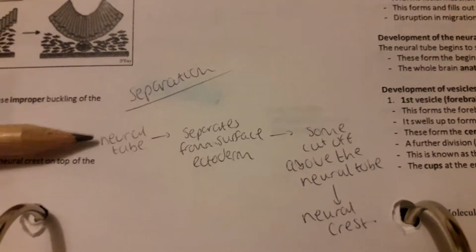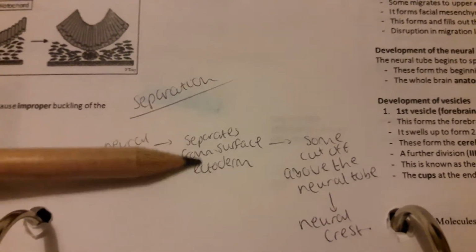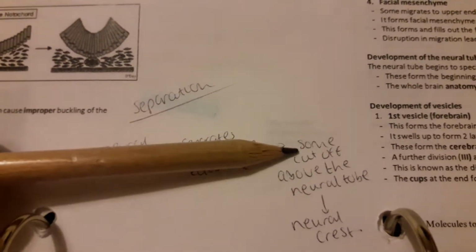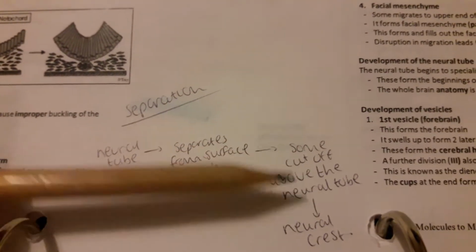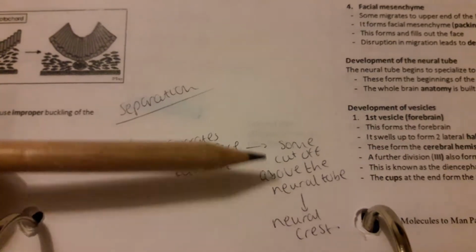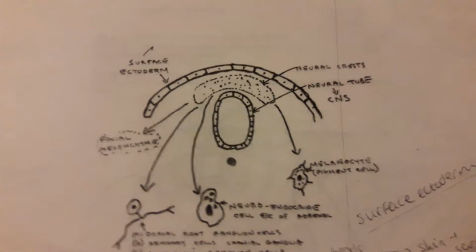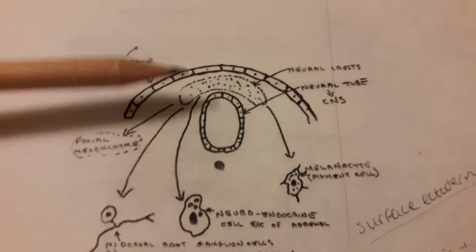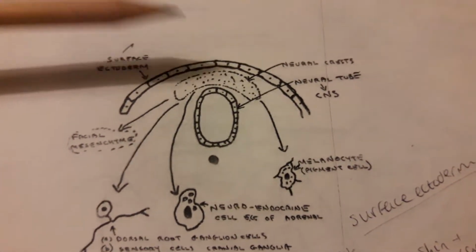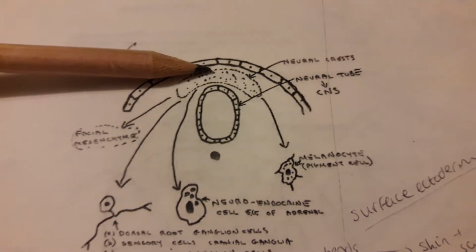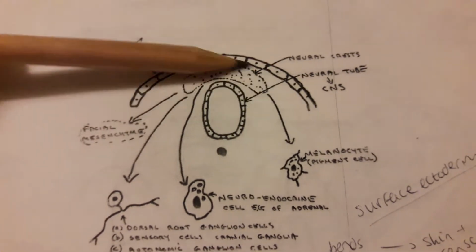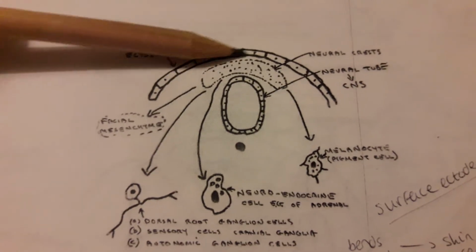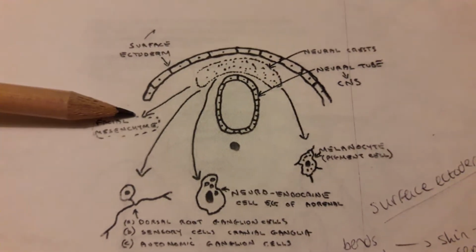So the neural tube that forms then separates from the surface ectoderm, and it goes lower, and some is cut off above the neural tube, and this is the neural crest. So you can see this here. The neural tube formed from the joining of the crests, and retreated down and left these neural crest cells here, and left a surface ectoderm at the top.